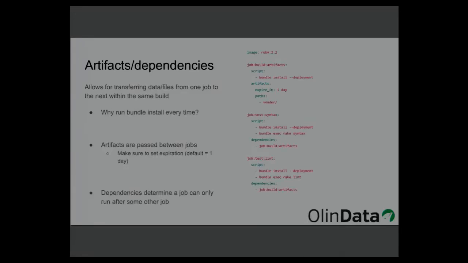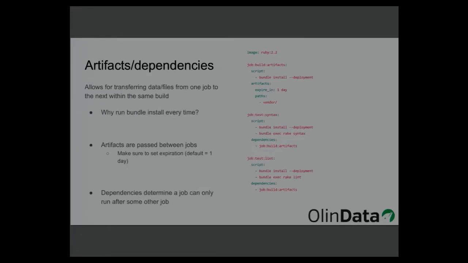So we've changed the script a little bit. We make it bundle install --deployment, and then we create artifacts from the vendor path. So everything that's in the vendor path will, after this job is done, be zipped up and sent to GitLab, where this job then downloads it, because these jobs can actually be running on different runners, on different physical machines, on different virtual machines, on different Docker instances. So they're communicated back and forth.